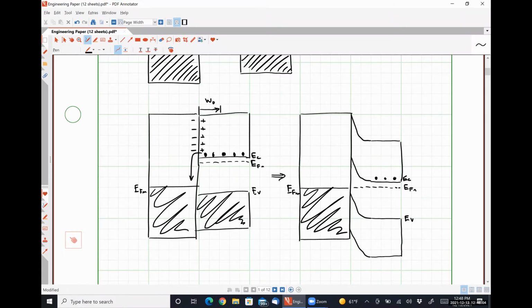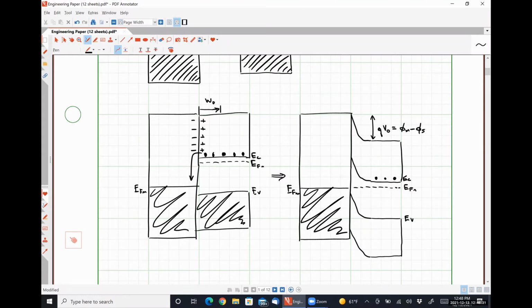And the amount that the bands have shifted is our built-in potential. So Q times V naught will be phi M minus phi S.